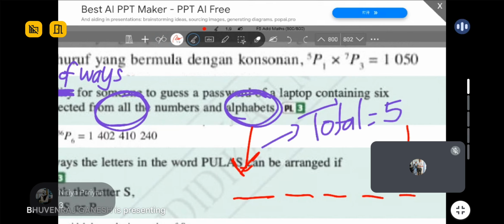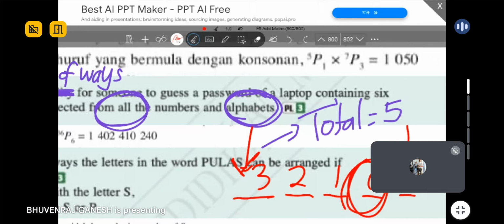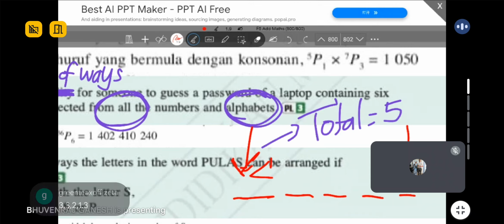Guys, if you put 3, right? 3 logic, 3, 2, 1, 0. This one is 0, you know. Is that logical? The fourth one is a blank letter. It's not logical, right? You must have at least one. Sekurang-kurangnya satu. So you have to start with 4. Do you all understand? 4, 3, 2, 1.